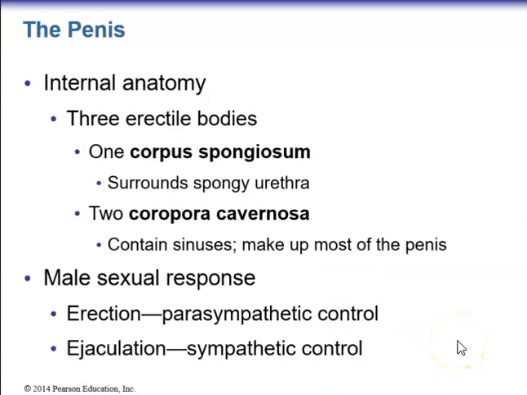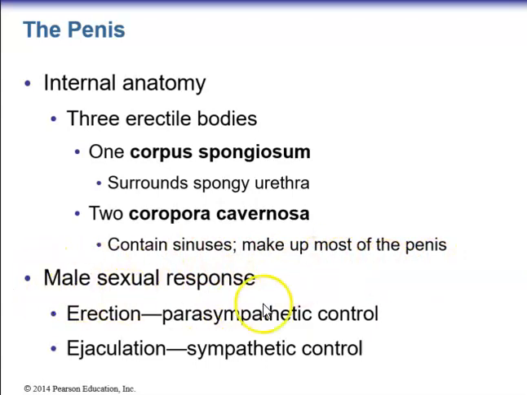So moving on to the internal anatomy of the penis. Within the penis, there are 3 erectile bodies. We have one corpus spongiosum. This is the part of the penis that surrounds the spongy urethra, which we talked about during the urinary system. And then we have 2 corpora cavernosa. Notice there are 2 C's, CC, so that'll help you remember that there are 2 corpora cavernosa. The 2 corpora cavernosa contain sinuses within these structures and make up most of the penis.